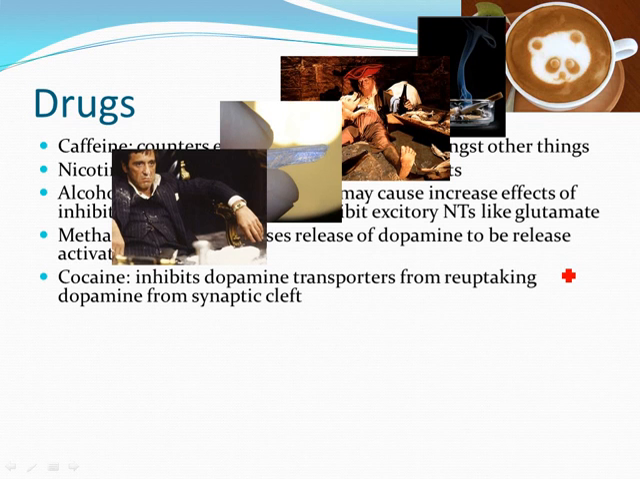Sorry. Cocaine. So these inhibit the dopamine transporters from reuptaking dopamine. So if you prevent the reuptaking of dopamine, then is there going to be more or less dopamine in the synaptic cleft? More, right? Because you're not reuptaking anymore, so it's going to stick around, right? So that's going to, once again, cause our reward center, make it a very addictive type of drug.